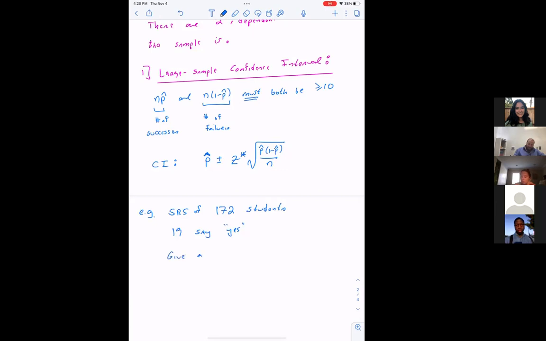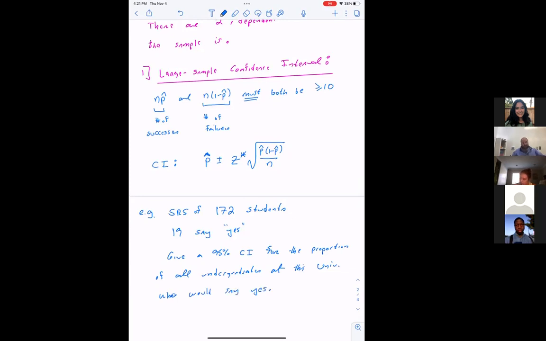Give a 95% confidence interval for the proportion of all undergraduates at this university who would say yes.